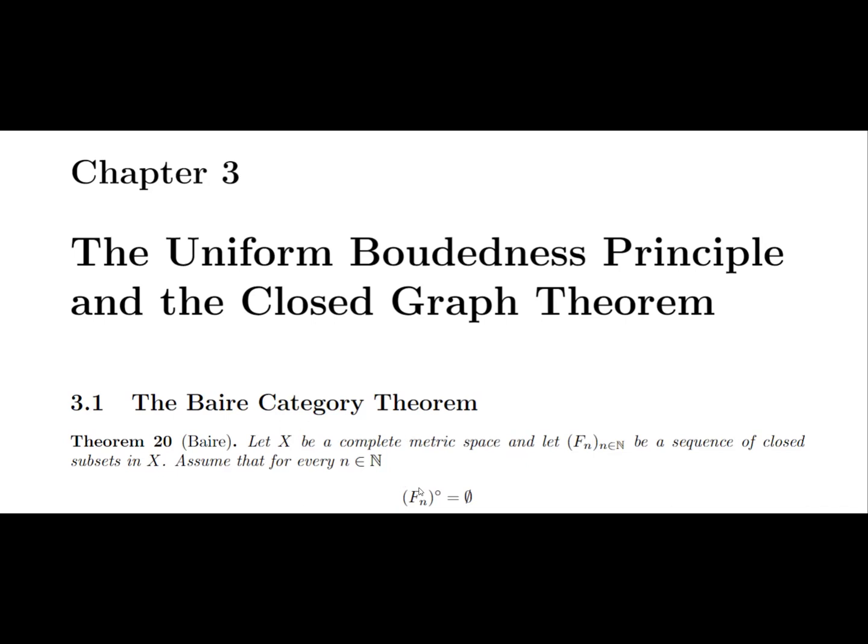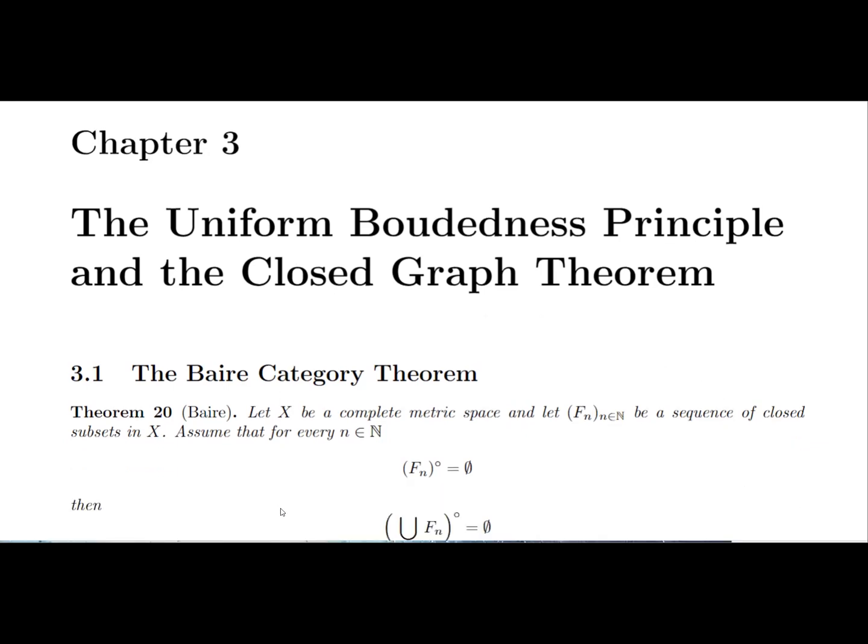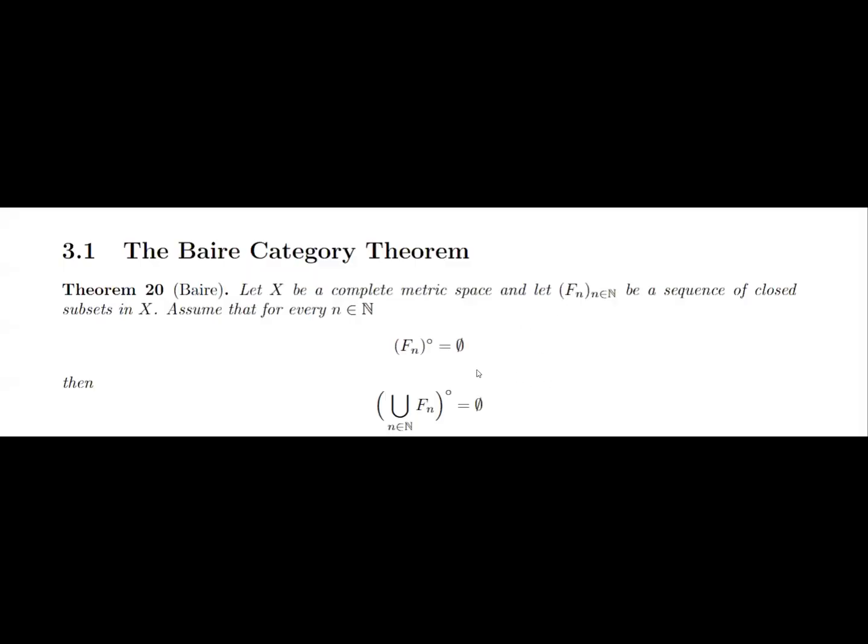Okay, but so if you have a family indexed by n, and if each interior is empty, then you can conclude that, in fact, you take the union of all these sets, and the interior of the union is empty.